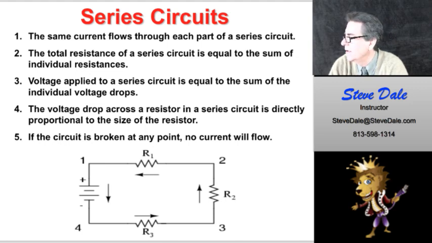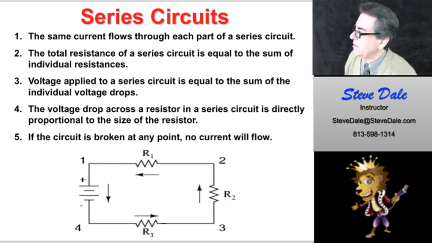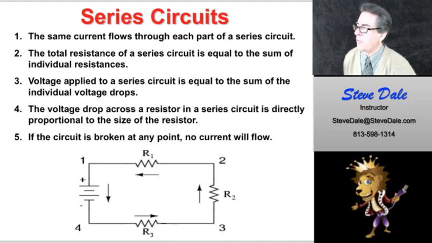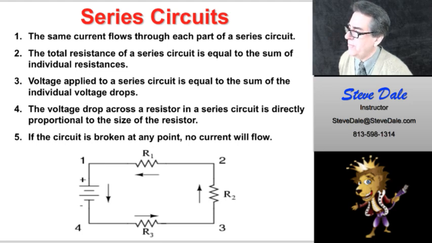Now we don't need to know that about voltage drop along a series circuit, because there's really nothing we deal with that shows voltage drop along a series type of circuit. The voltage drop across a resistor in a series circuit is directly proportional to the size of the resistor. If the current is broken at any point, no current will flow. So in a series circuit, if you break the wire or the circuit at any point, it'll end the flow of the current.